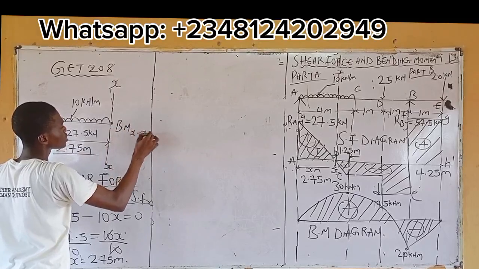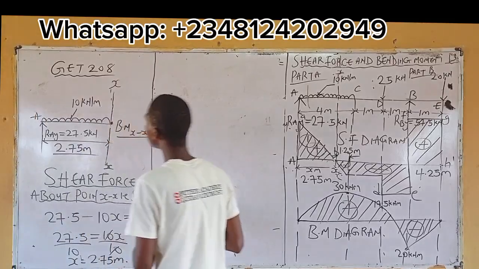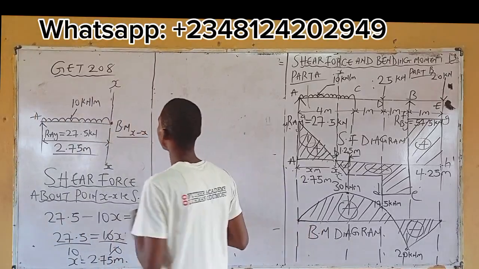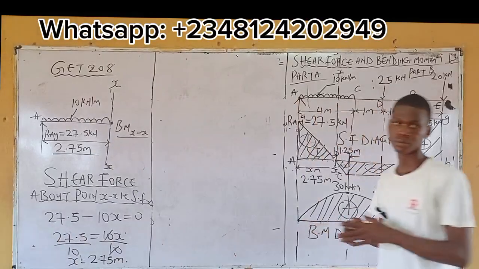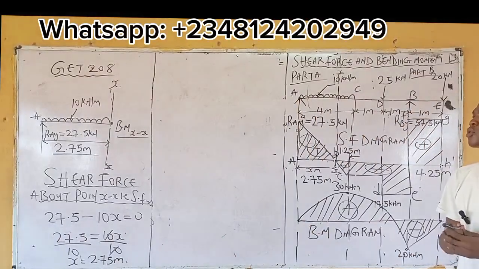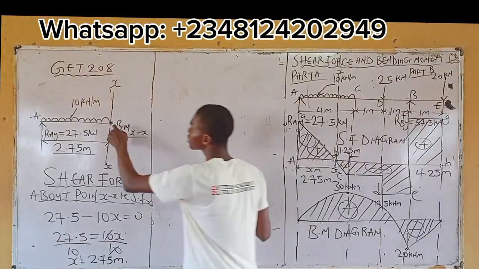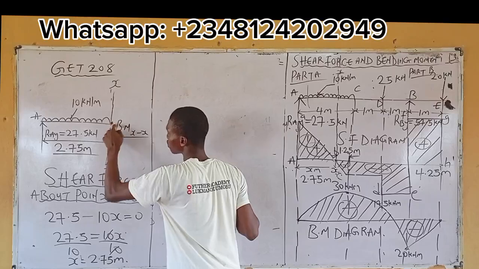So now, what you are going to add here is a bending moment. Bending moment about xx. Now, you're doing bending moment about xx. Let's do our bending moment calculation. That will be what? Let's do it together. Calculate the value of bending moment at this point.